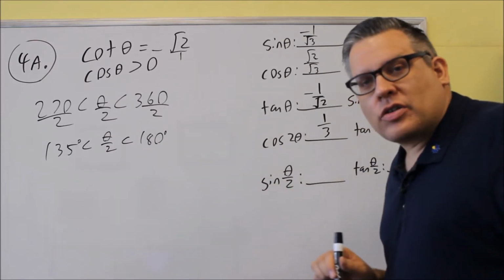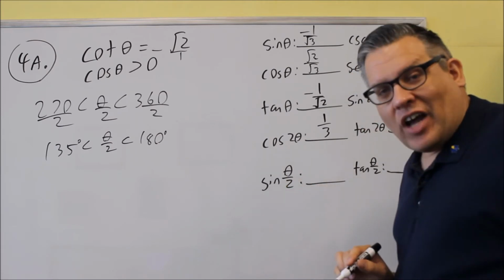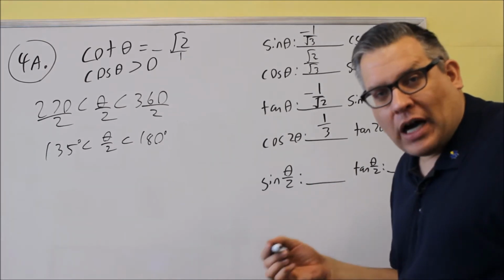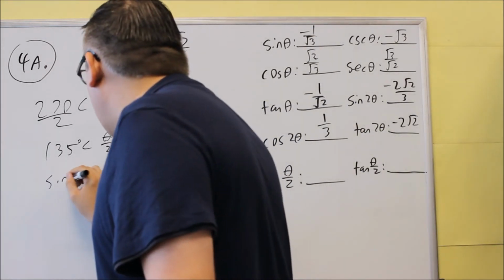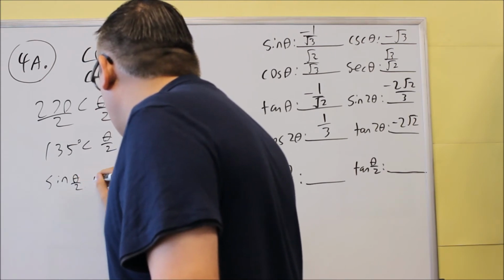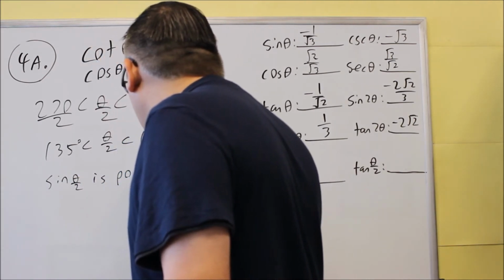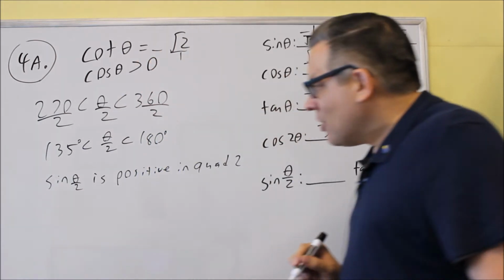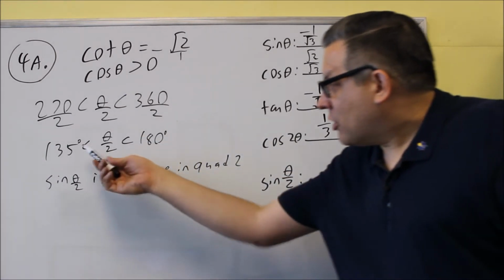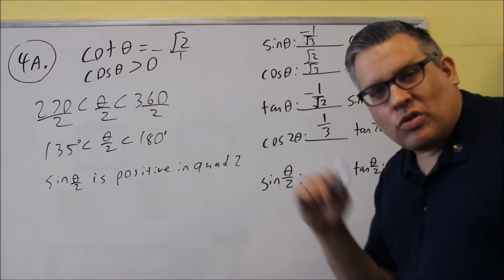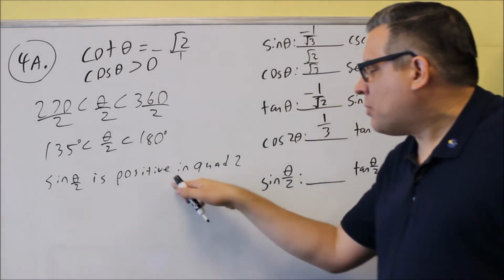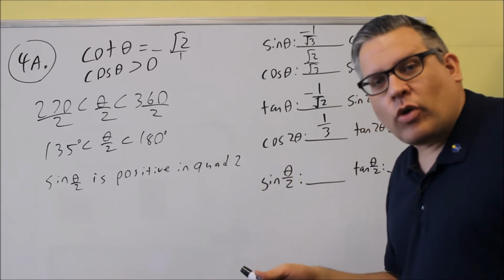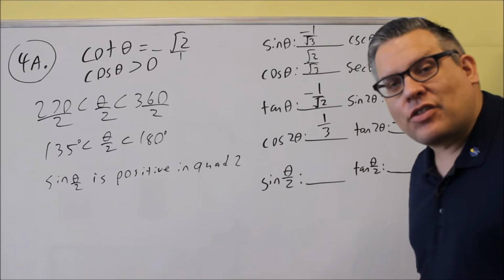So now that we know what quadrant it's in, we want to determine, is the sine value in the second quadrant positive or negative? And then the answer would be positive. So you would say sine theta over 2 is positive in quad 2. Okay, because that's the quadrant we're in. We're in the second quadrant. If you use the All Students Take Calculus sine chart, it tells us that sine theta over 2 is positive in quadrant 2. Because it is positive, now we know how to write our formula specifically that we'll use for sine theta over 2.